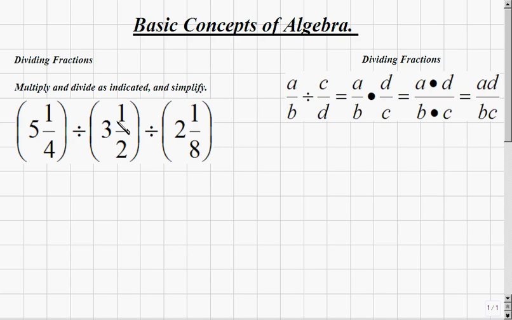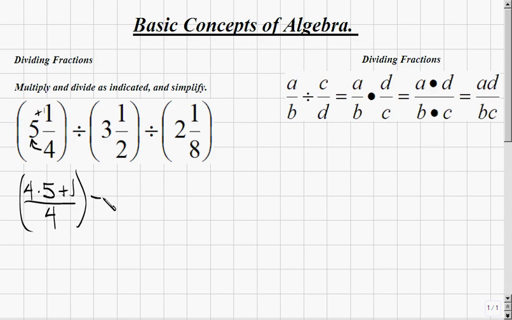So, to convert each one of these three fractions to an improper fraction, we'll first multiply the denominator, say 4 times 5, and then add 1. And then we'll write that over the common denominator of 4. So, for example, this becomes 4 times 5 plus 1 over 4.